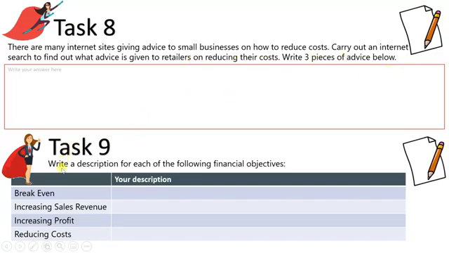Task 9, the final task, more of a revision really. We're looking at a description for each of the following financial objectives that we've covered. Break even, increasing sales revenue, increasing profit and reducing costs. Write your description in your own words in the table.